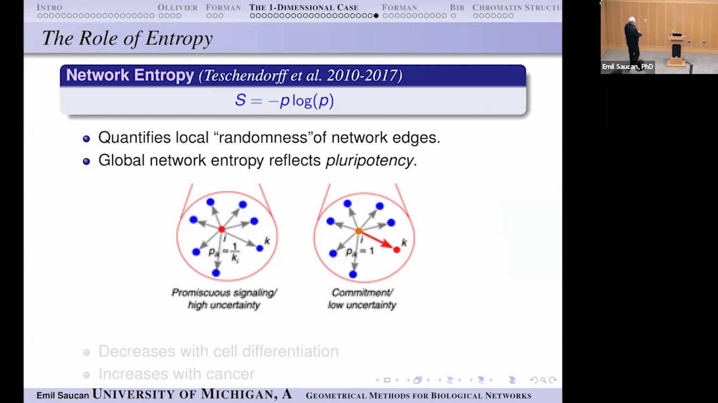So if you are upper in the Waddington landscape, it's more promiscuous, less certainty, higher entropy. The lower you go, you are more committed, higher certainty, lower entropy. And so, as we said before, it decreases entropy with cell differentiation and increases in cancer, because cancer is taking things out of order, if you wish, in a sense.